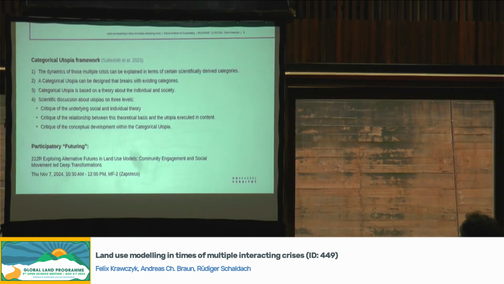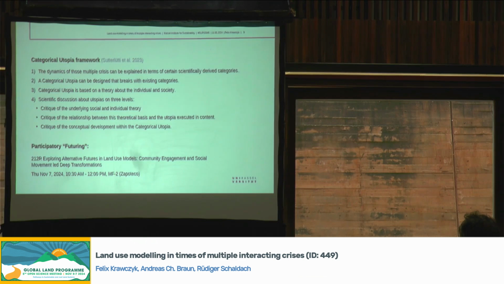There's, for example, the categorical utopia framework by Superlity et al. And it's based on three assumptions. The first is that the dynamics of the multiple interacting crises can be understood and described in scientifically derived categories. And then we can come up with a categorical utopia, based on other categories, that breaks with them. That means it's not an exact utopia, but categories, like other workings, other logics of the society, and we can build multiple utopias based on that.